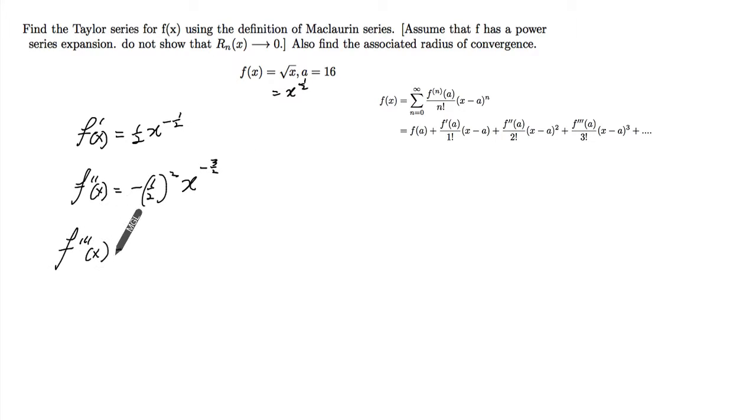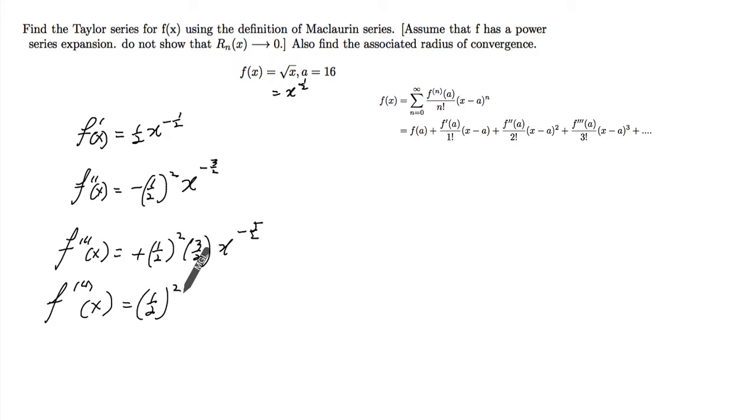The third derivative gives you negative half squared. Bring that down, you get positive this time, positive 3 over 2, x to the power of negative 5 over 2. The fourth derivative, you go back to being negative: negative 3 over 2, negative 5 over 2, and you add a negative at the front, x to the power of negative 7 over 2.